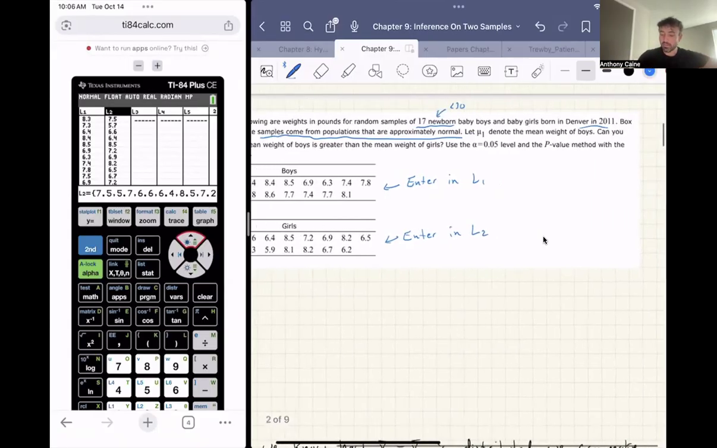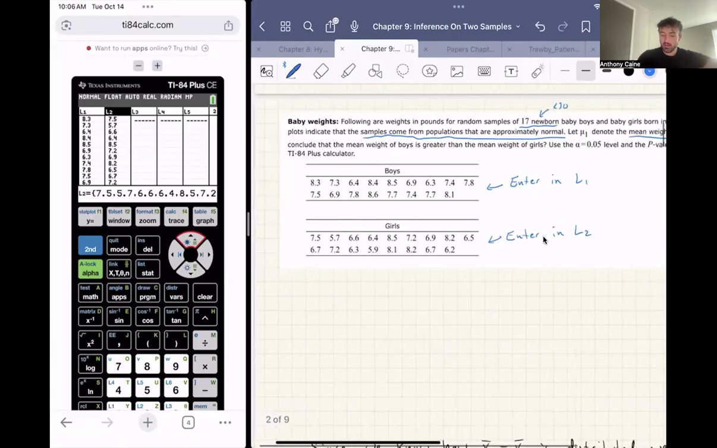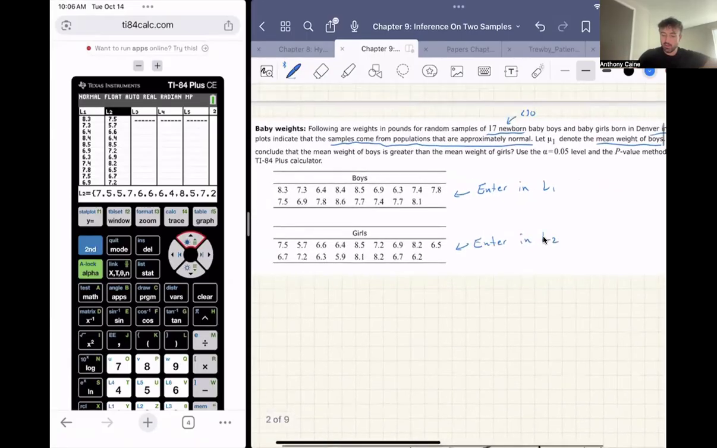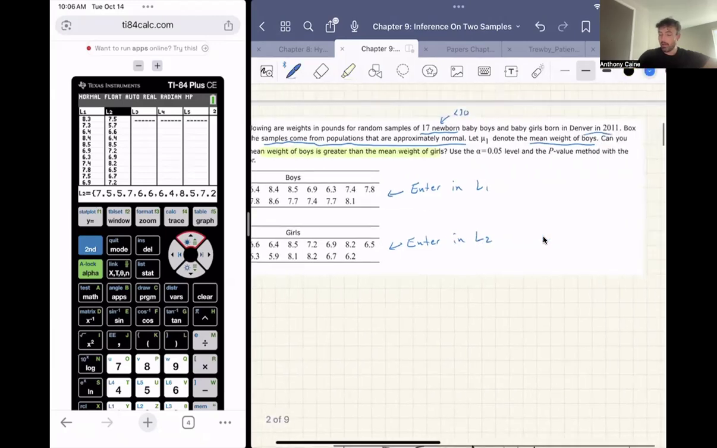Let mu1 denote the mean weight of the baby boys. That means mu2 is going to be the mean weight of the baby girls. Can we conclude that the mean weight of the boys is greater than the mean weight of the girls? I'll just bust out the highlighter: mean weight of boys greater than mean weight of the girls. So that's the question that we're looking at.